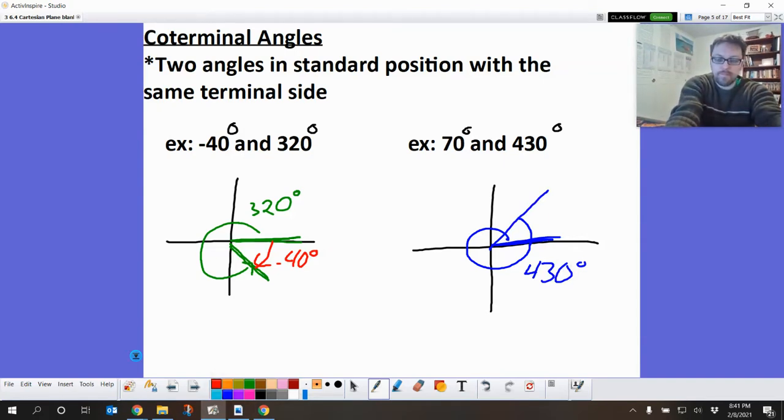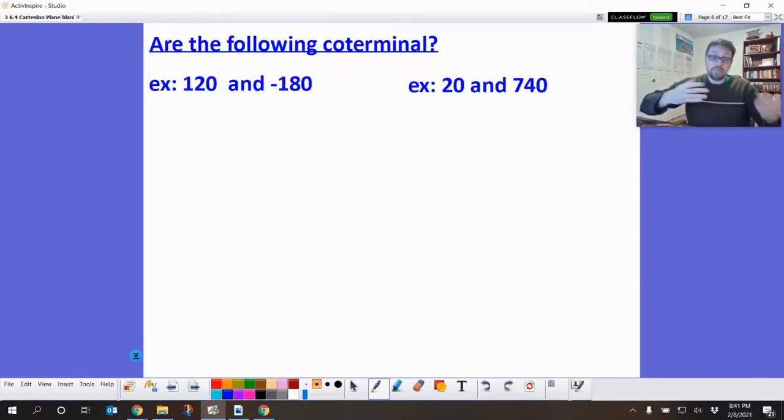So it has a coterminal angle that we can use instead that will actually behave exactly the same as 430 because they stop at the same spot. Now you can check to see if things are coterminal by just checking, hey, if we add 360 and add spins to these things, are they going to stop in the same spot?